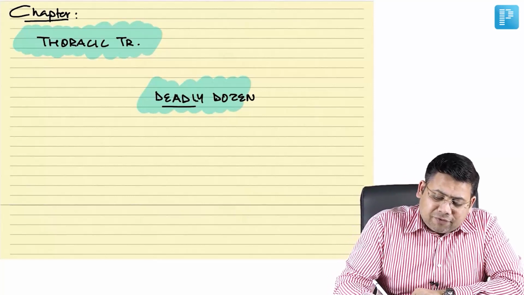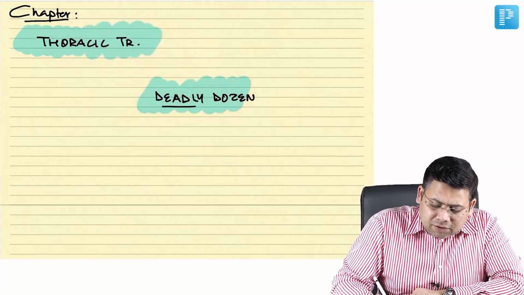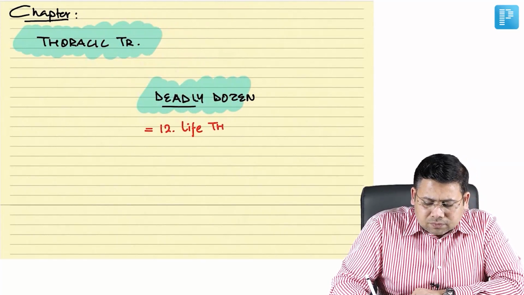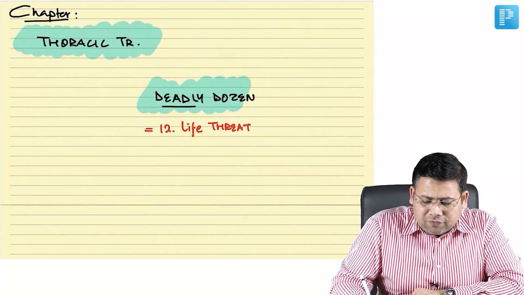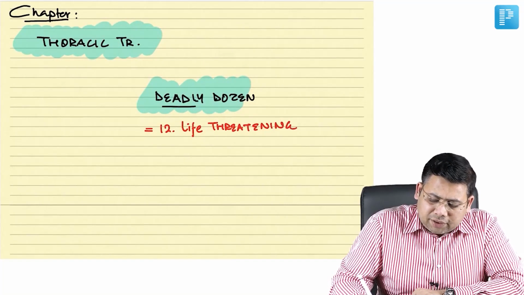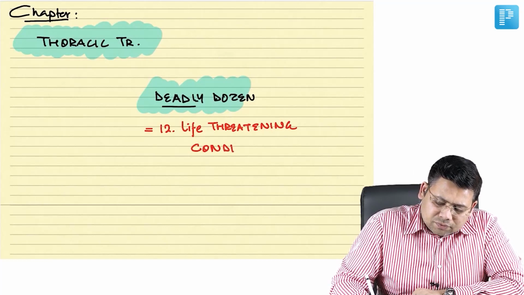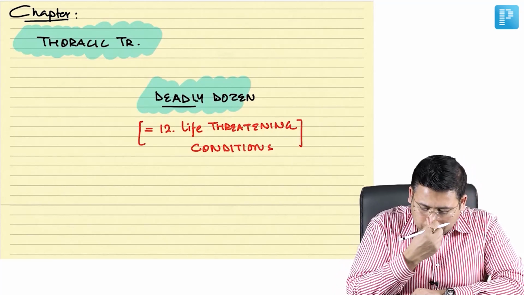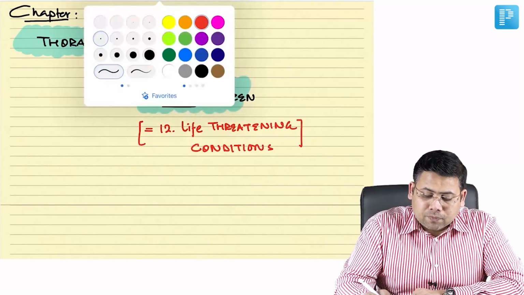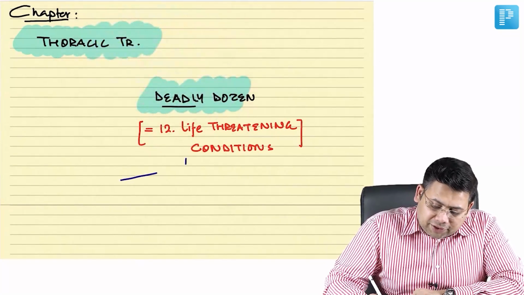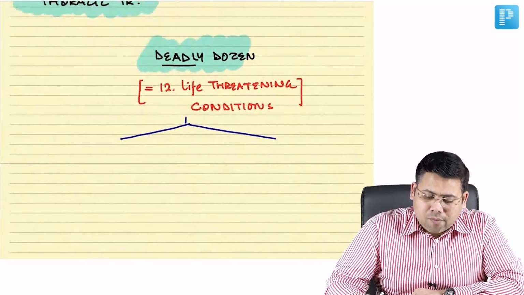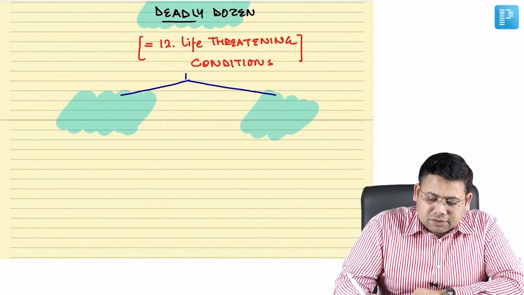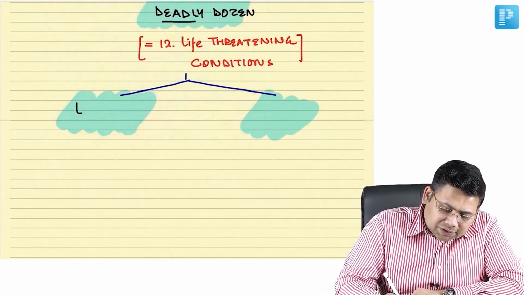So deadly dozen by definition means 12 life threatening conditions. So what are the 12 life threatening conditions that we have? They are further divided into 2 more blocks. One is lethal 6 and one is hidden 6.